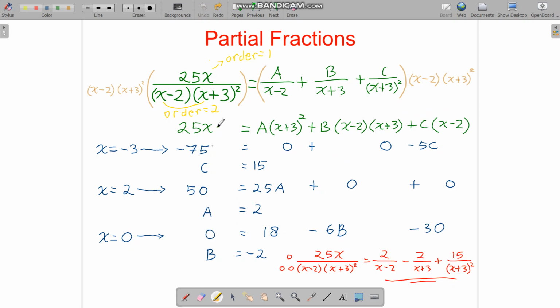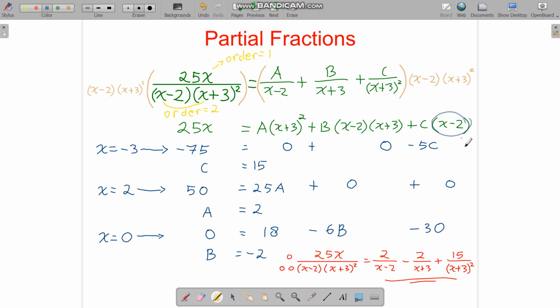If we plug in 0, 25 times 0 is 0. If we plug in 0, we get 3 squared, 9. 9 times a, but the a is 2. 9 times 2 is 18. For the b, we plug in 0, minus 2, plug in 0, 3. Minus 2 times 3, minus 6, so we have minus 6b.